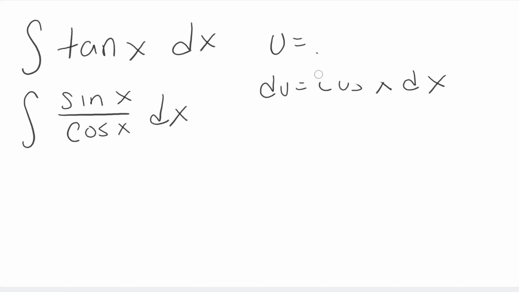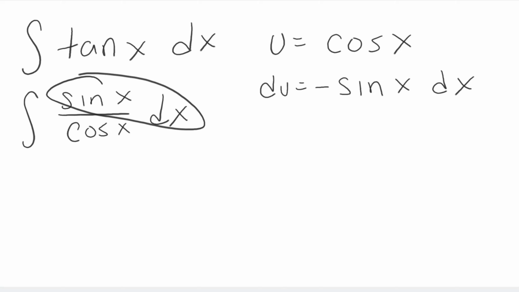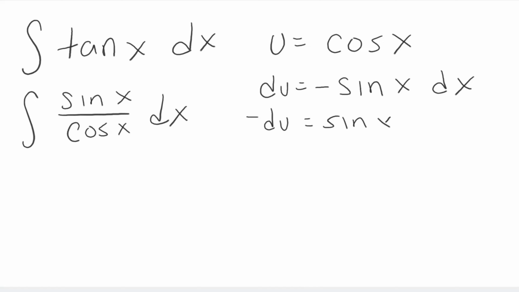But if we did it the opposite way, if I made my u cosine of x, what's my du? Negative sine of x dx. I do have sine of x dx. I just have to move the negative sign over here. So I now have negative the integral of 1 over u du.